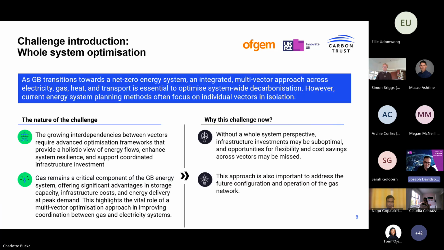Next slide, please. So challenge 7, as I mentioned, is on whole system optimization. So I'll give you a bit of an overview of where this challenge has come about, and in particular what we're looking for in terms of projects to come through the fund.